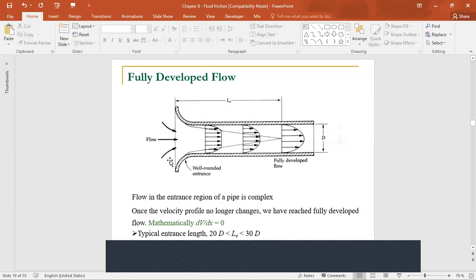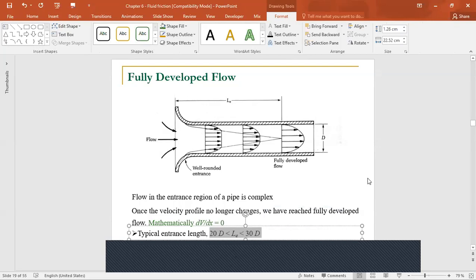Now, how do we know if we reach the fully developed flow or not? Because a non-uniform flow is, as we mentioned, very difficult to handle mathematically. We need to go this distance, LE. Now, LE should be between 20 and 30 times the diameter. So we should go at least 20 times the diameter in order to get the fully developed flow. So we start here at this point and beyond this point. Before this point, we have non-uniform flow and it's very difficult to deal with that, okay?